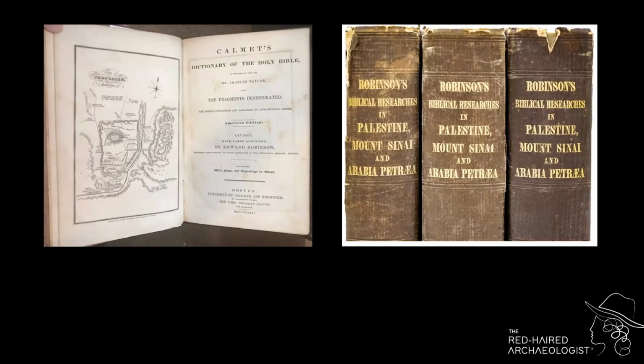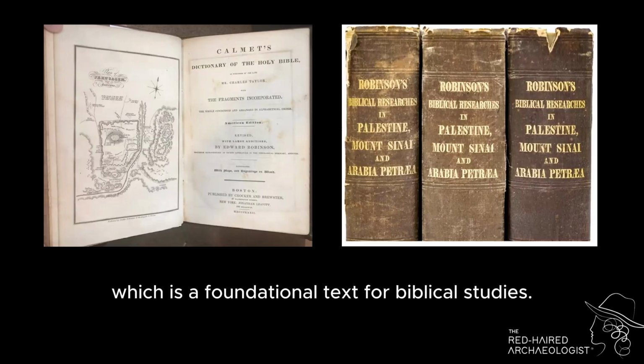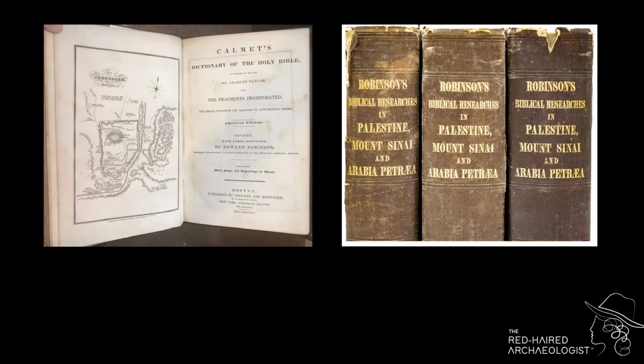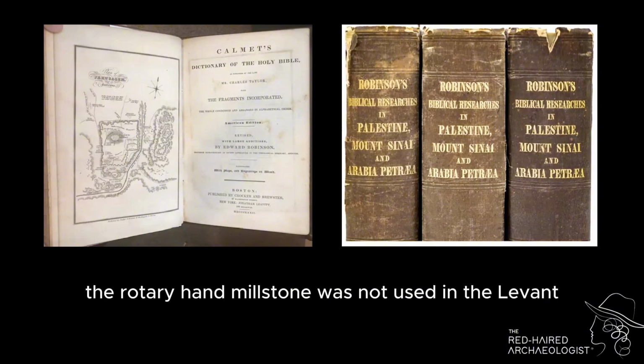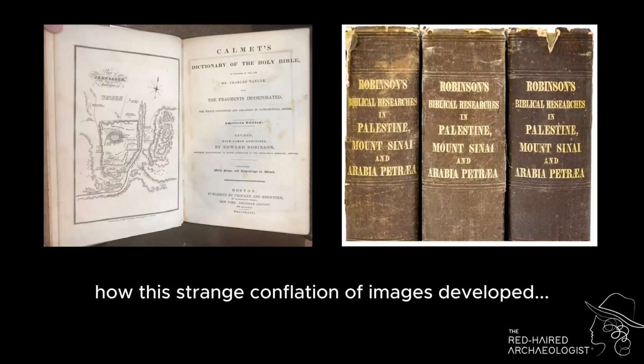of a millstone used by his own Scottish contemporaries, as if they had been used in antiquity. He would go on to write Biblical Researches, which is a foundational text for biblical studies. Like the Pompeiian millstone, the rotary hand millstone was not used in the Levant until the Roman period. Dr. Ebeling explains how this strange conflation of images developed.